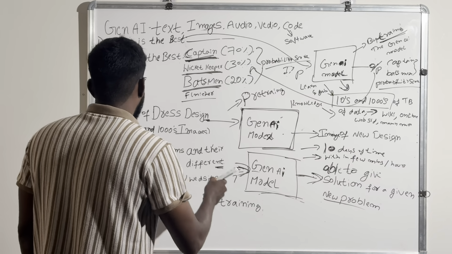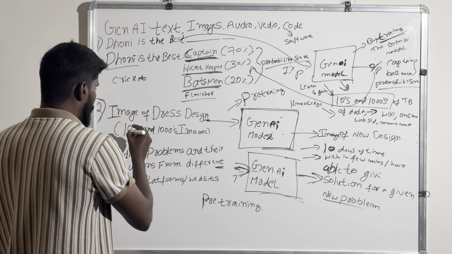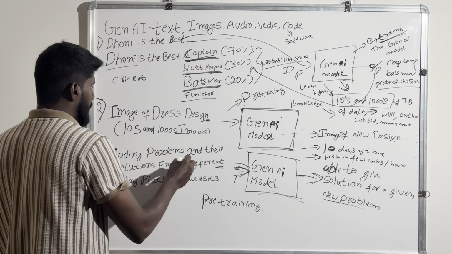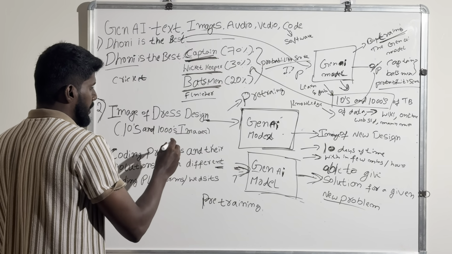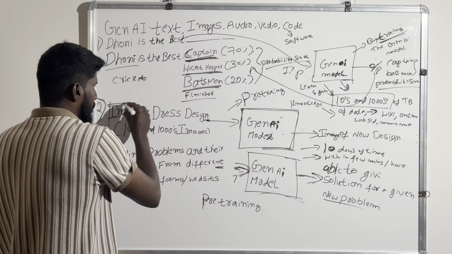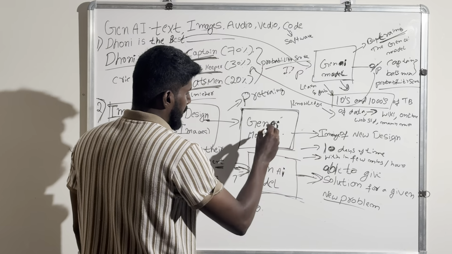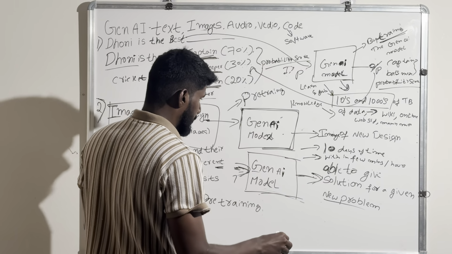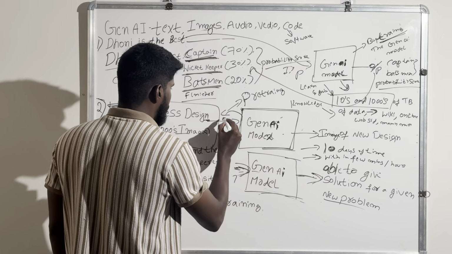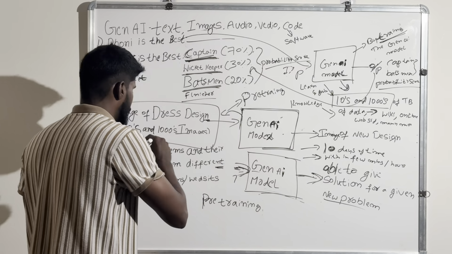You can do that by training your Gen AI model on hundreds and thousands of image data, which has different designs. If you feed this information into the Gen AI model for training in the pre-training stage, so that it has gained the knowledge from all these hundreds and thousands of image data, using that knowledge, it should be able to give an image of the new design within a few minutes to a few hours.